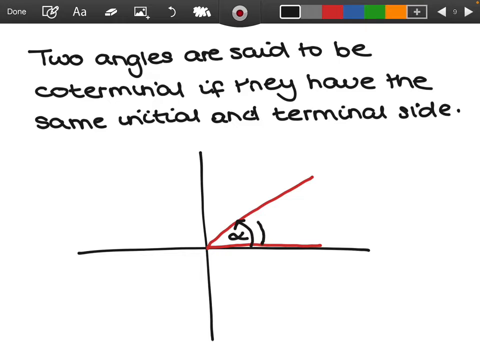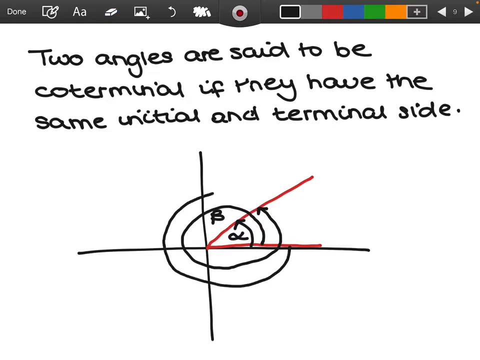An angle that is coterminal to this is also the angle where I've gone all the way around and back up again. We'll call that angle beta. Alpha and beta are in this case coterminal because they have the same initial and terminal side. I also have the angle where I start at this initial side, but I go clockwise. Okay, and we'll call that angle gamma.